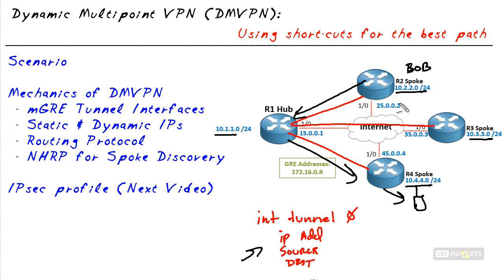They say to us, well, do you mean to tell us that Bob's traffic has to go all the way over the internet to R1, and R1 has to reroute it all the way down to R4, and the reply traffic is going to take the opposite path going this way, all through the hub? And we say, yes, in this topology, that's how it would work. This is hub and spoke.